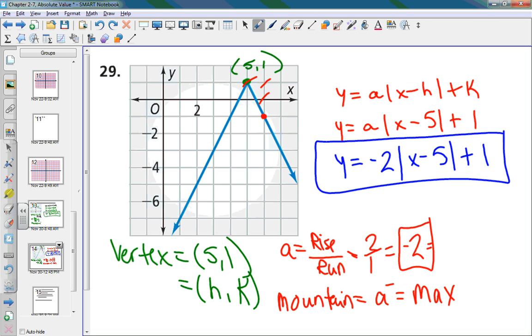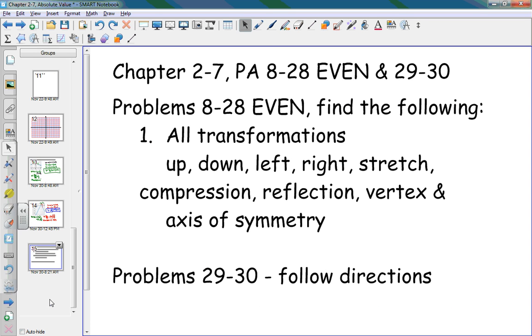Okay, tonight's homework is out of the book, and it's problems 8 through 28 even, and then 29 and 30. What do I want you guys to do? I want every transformation. What do I mean by transformation? Up, down, left, right, axis of symmetry, stretch, compress, reflected, mountain, valley, all that information that you would need to graph this. Do we understand that?